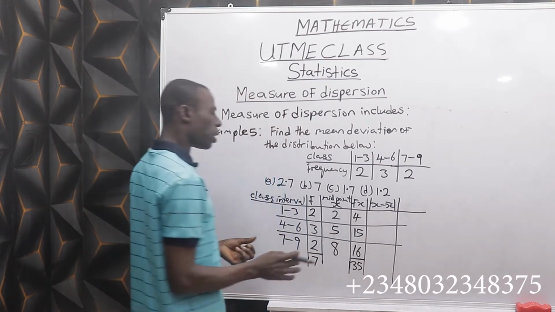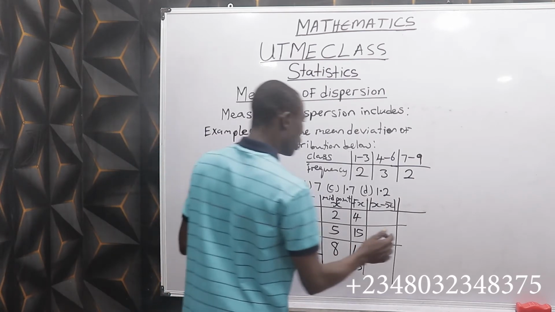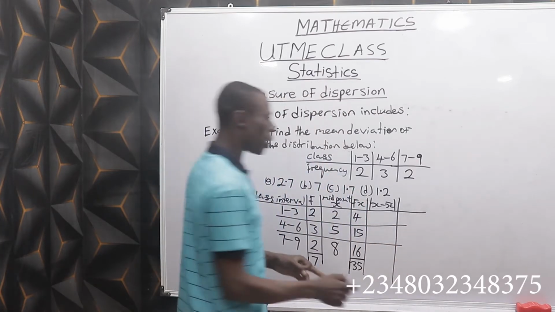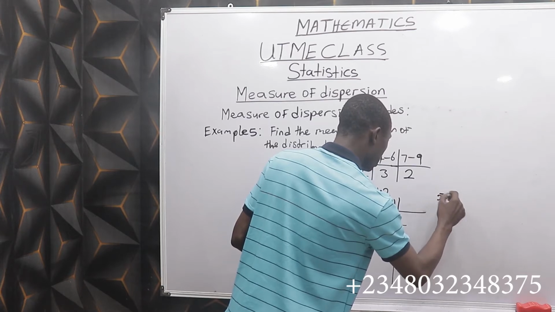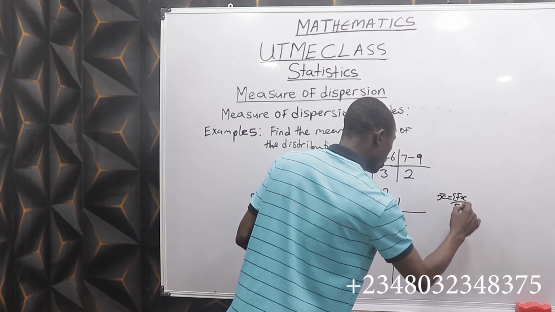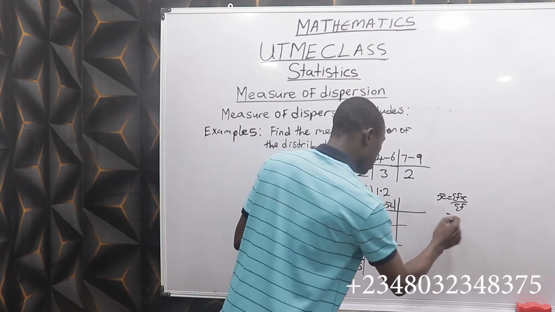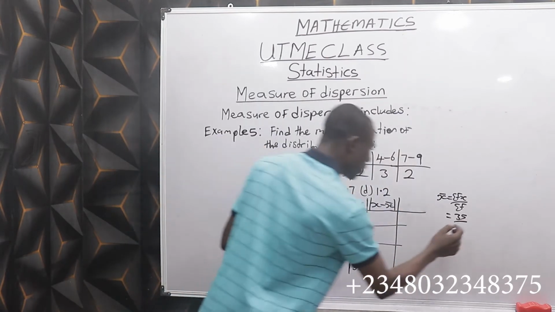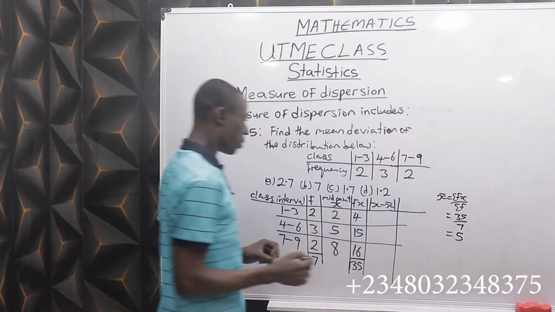Now, let's calculate our deviation. Deviation is x value minus calculated mean value. Therefore, let's know our calculated mean. Calculated mean is summation fx over summation f. Here, our summation fx is 35. Summation f is 7. So our mean is 5.